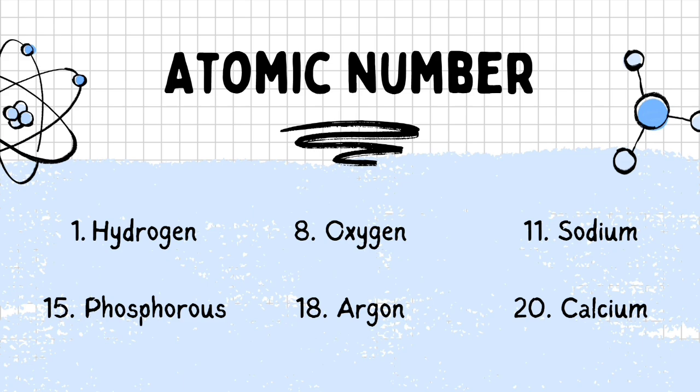It's very simple. Atomic number is the number of protons present in elements, which is also the number of electrons. So if hydrogen is in first number, then its atomic number is 1. Same goes for calcium. Its atomic number is 20, so it's in 20th number of the list.